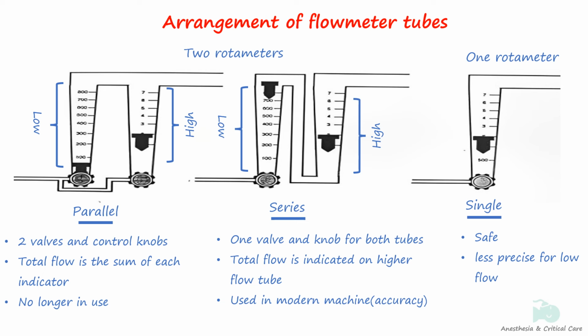Gas from the flow control valve first passes through a tube calibrated up to 1 liter per minute, then passes to a second tube that is calibrated for higher flows. Total flow is not the sum of the two tubes but the one shown in the higher flow tube. Series arrangement increases accuracy at all flow rates.